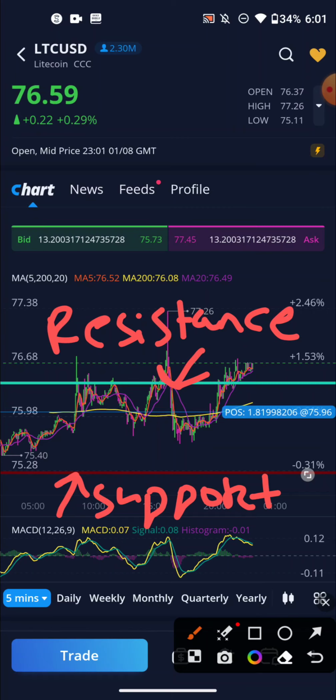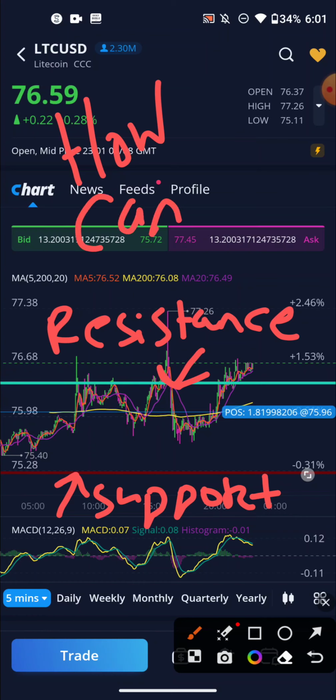In this video, we're gonna go over a couple of things, such as how using the resistance and support lines can help you while trading.